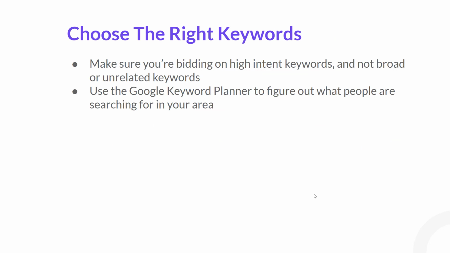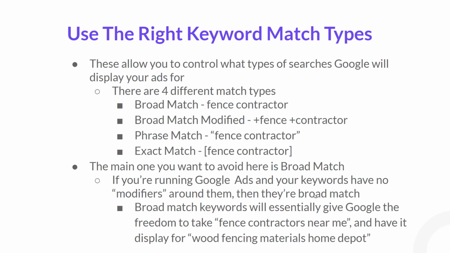So when it comes to choosing the right keywords, at a most basic level, you want to make sure that you're bidding on those high intent keywords and not those broad unrelated keywords. And the way you can go about doing this is use the Google Keyword Planner to figure out what people are searching for in your area. If you have a Google Ads account, you can go into the Keyword Planner, type in your keywords, and then literally start looking through the different things that people are searching, and then just pull different high intent kind of searches that you see coming up there, and those will be good starting points.